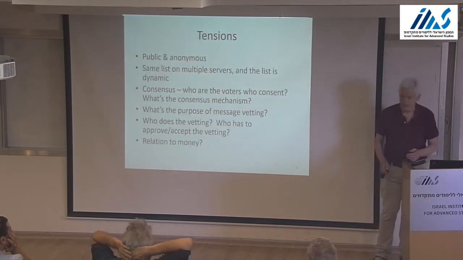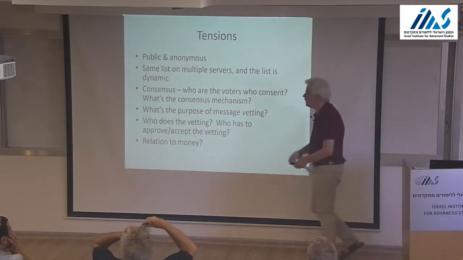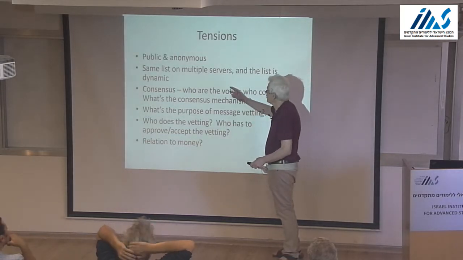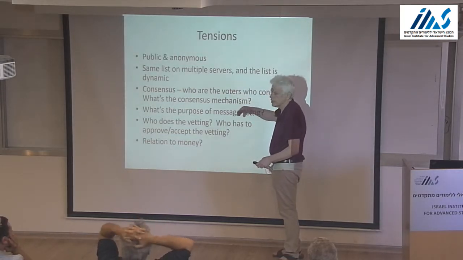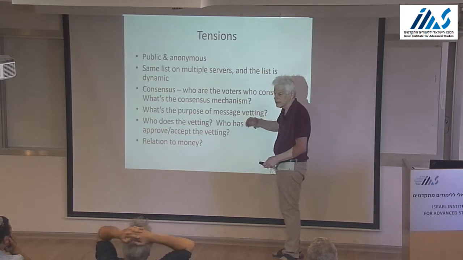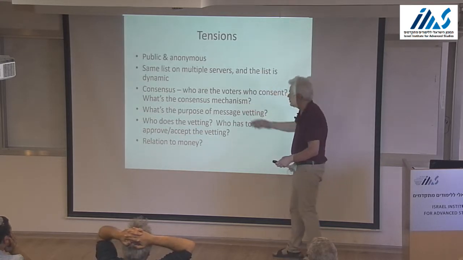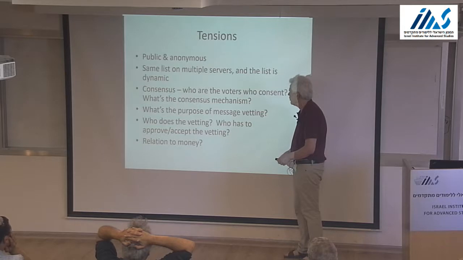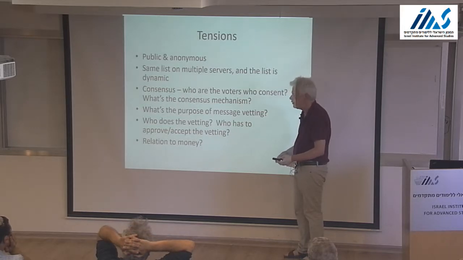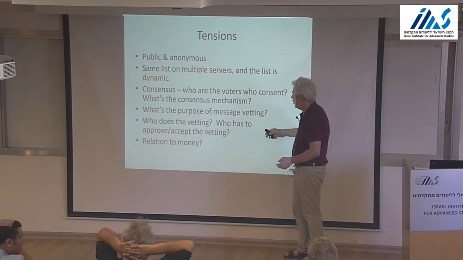There are tensions here. It's both public and anonymous. The same list has multiple servers, and the list itself changes. Think about how difficult it is to do that. There's consensus, and then you wonder who are the voters of consent. How do you generate consensus in such a wild environment? What's the consensus mechanism? What's the purpose of message?